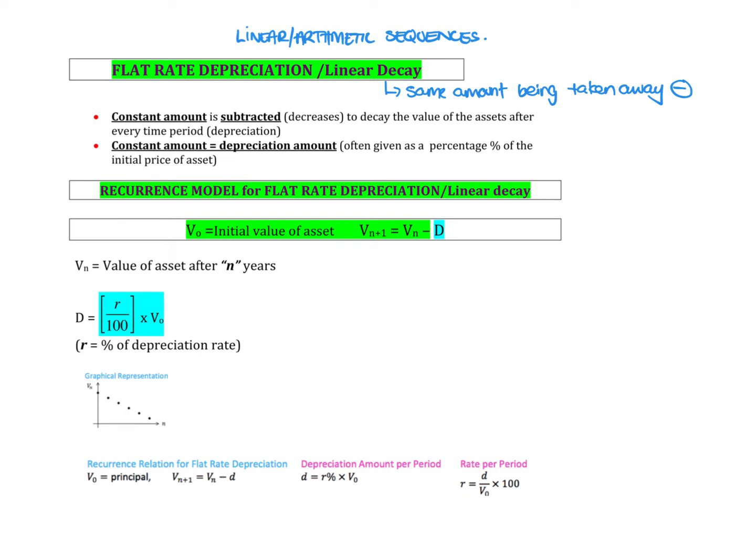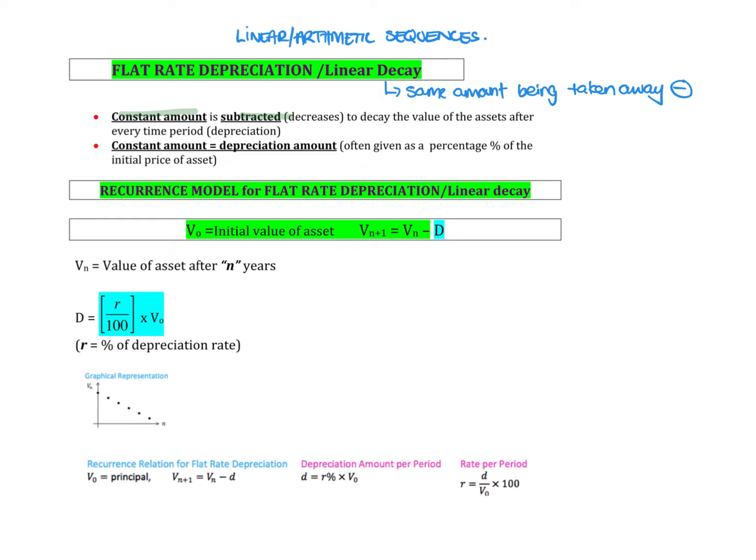So we know now that it's when we see a constant amount subtracted, and often we see this in things like assets. A car will depreciate in value once you've bought it and things like that. And when we look at this flat rate, we have flat rate depreciation. That's when the same amount is getting taken away every time. So it's like the opposite of simple interest.